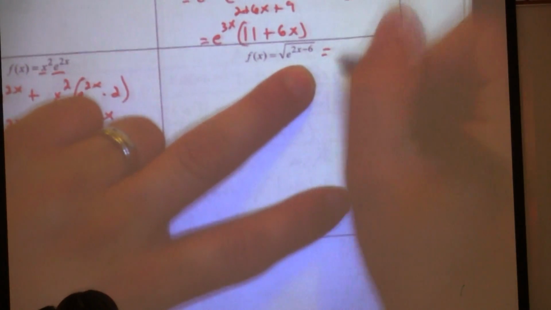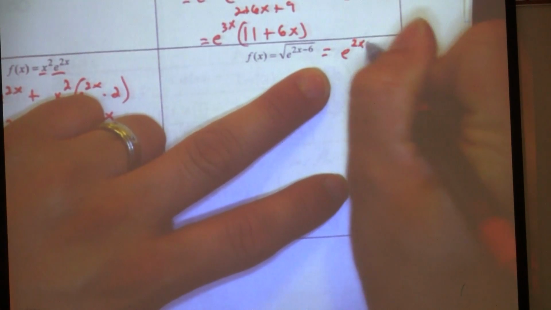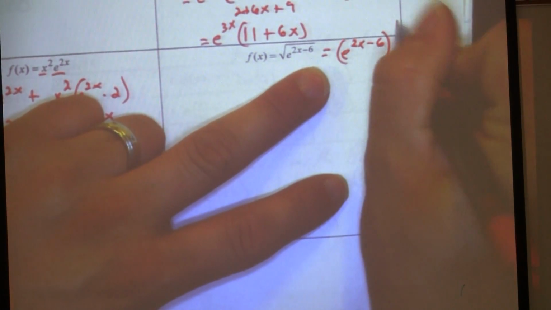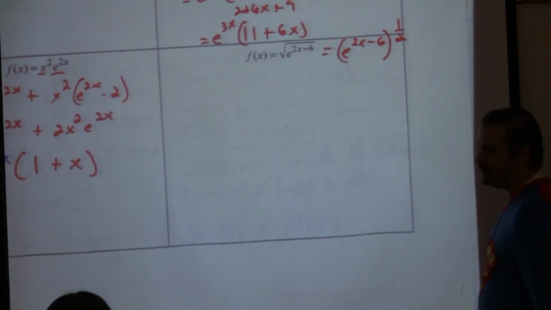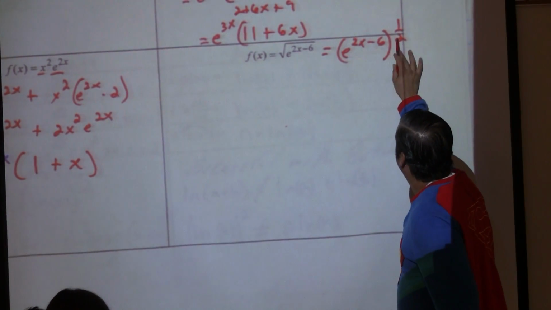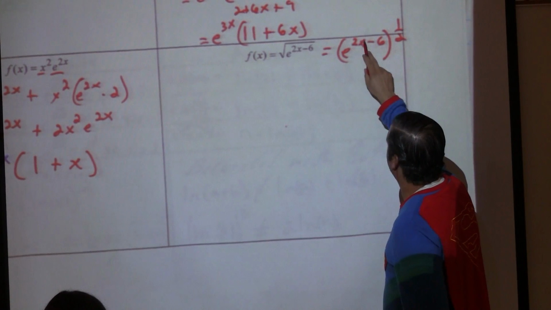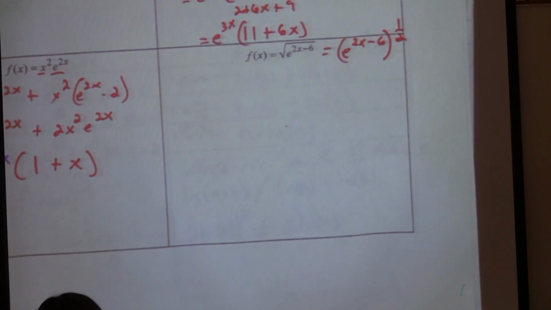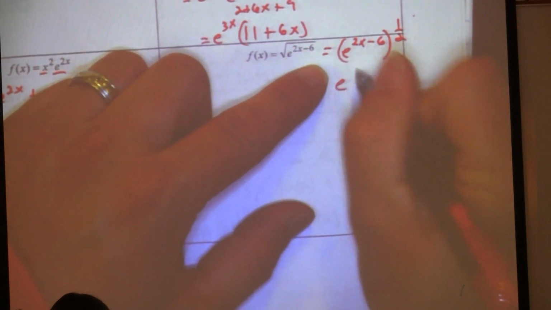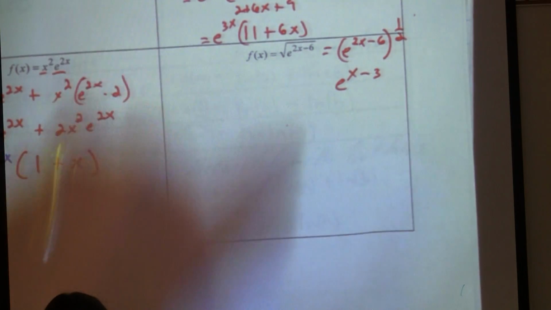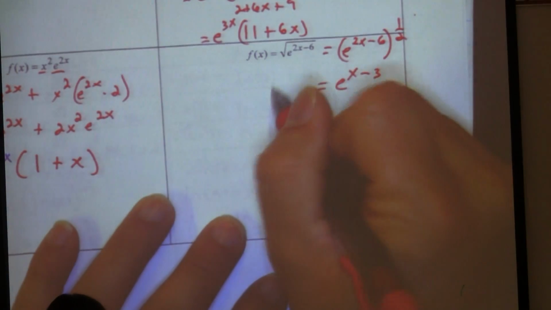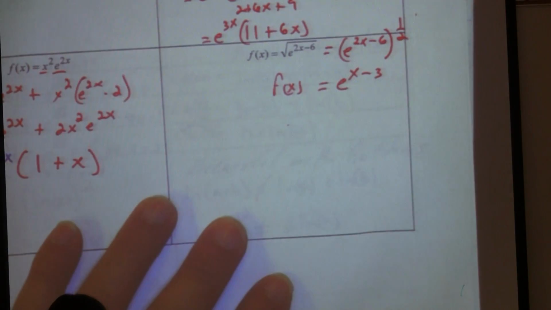This would be the same thing as e to the 2x minus 6 to the 1/2 power, right? Well, what's the rule about power to a power? Multiply the powers, right? So can I multiply half with this? Yes. See what we get? What's half times 2? 1, so that's just x. What's half times 6? 3. Oh, so this is just like e to the x minus 3? Alright, that made my life easier.